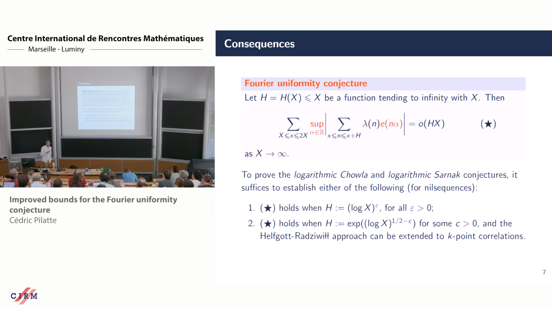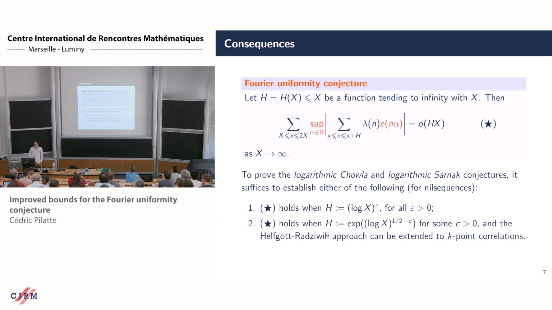well, if you look at the Helfgott-Radziwiłł approach for two-point correlations, they use graph expanders. If you could extend this to hypergraphs, which we don't know at all how to do, then you would also need some input of this form, but you would only need to establish this conjecture for h much larger, e to the (log x)^(1/2 minus a little bit). So this is what we would like to prove.